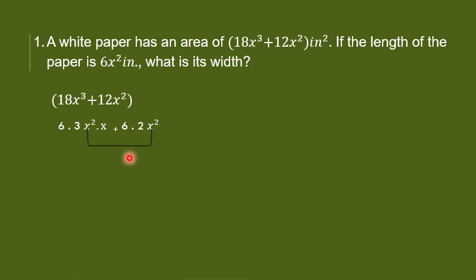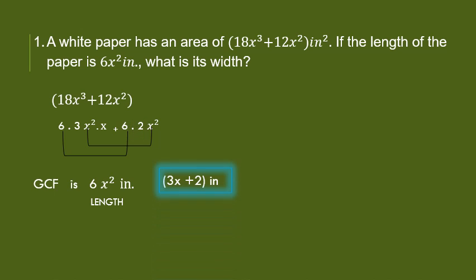Now get the GCF, x squared and 6. So this is the given, as you can see here, 6x squared inches. Now get the remaining factors, so that is for the width. This is the 3x and 2. This is the width.